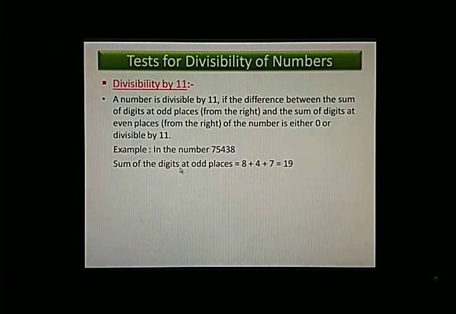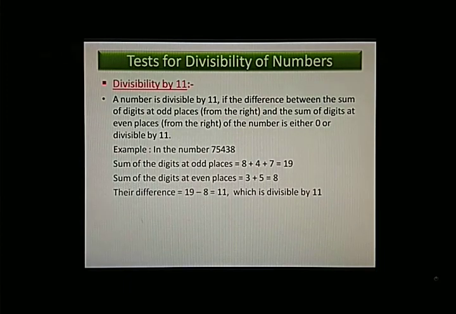If you take the sum of the digits at odd places, that will be 8 plus 4 plus 7, which is 19. And the sum of the digits at even places will be 3 plus 5, that is 8. Now you have to take the difference of the odd places sum minus the even places sum. So if you do the difference, we get 11. So obviously 11 is divisible by 11, or else it should be 0.